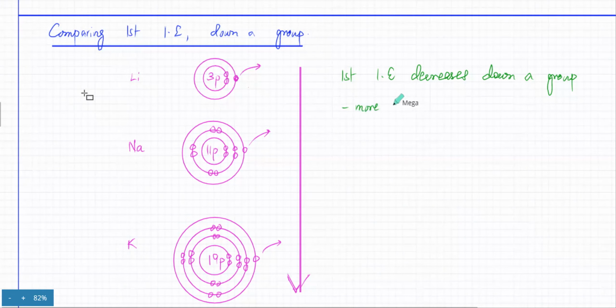So one factor is there's more shielding. The nucleus is surrounded by electrons, so it's not going to attract the electron really far out. More shielding, and the second factor is obviously more distance as well. The electron is further away. Any other factor that's playing a role?